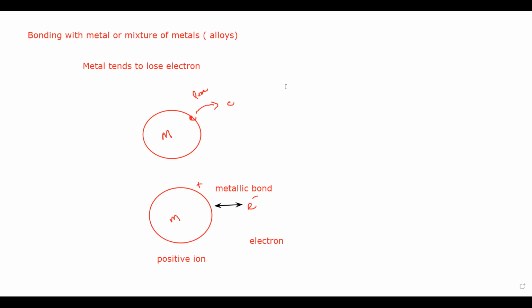So what happened? The metals, they have a tendency to lose electron. So when the metal will lose electron, they will form a positive ion. So there is a positive ion formed by a loss of electron, and the positive ion will try to attract the electron. The attraction between the positive ion and the electron is known as the metallic bonding. Is it clear? The idea of a metallic bonding?